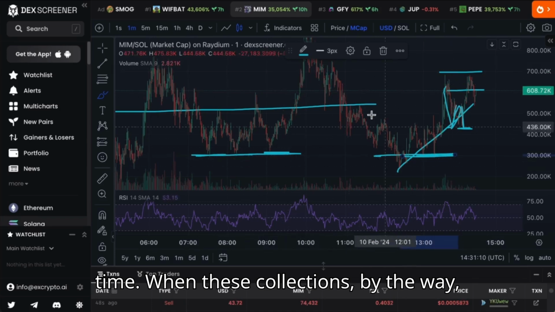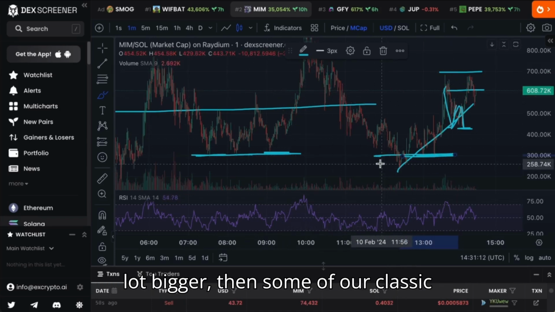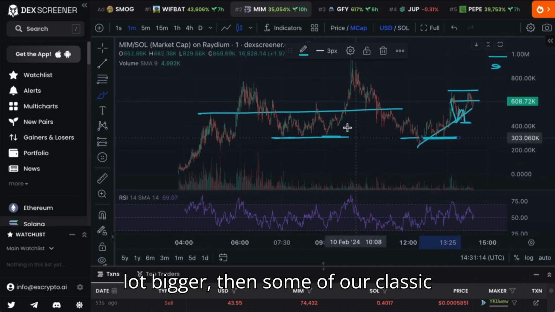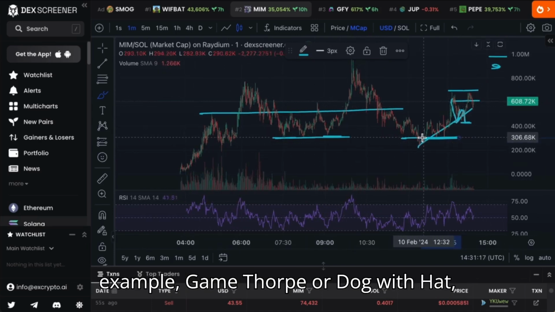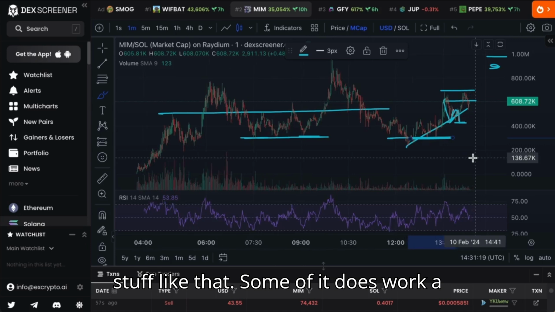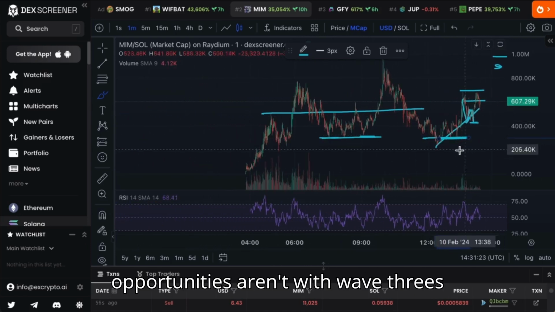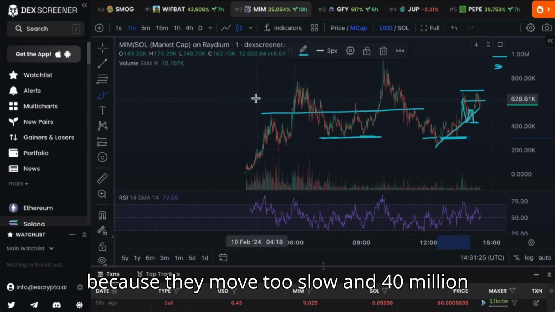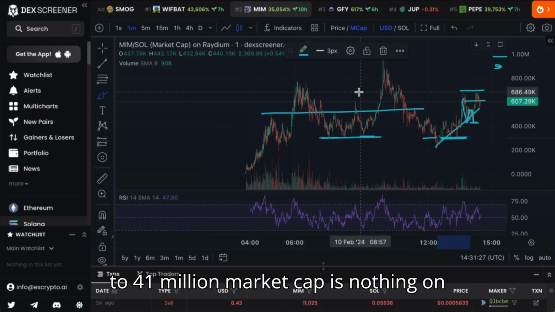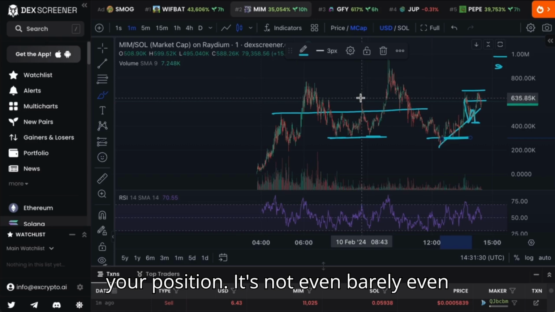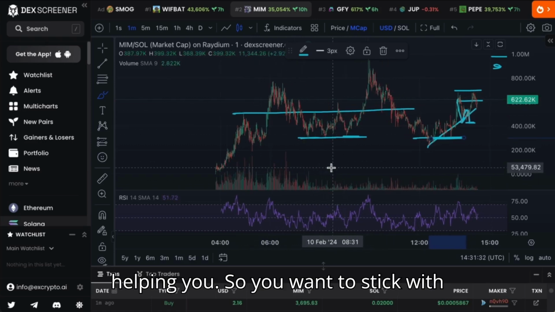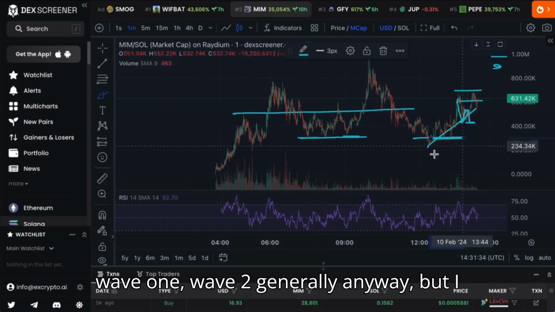When these collections, by the way, get into wave 3 and they get a lot bigger, then some of our classic technical analysis does work. For example, GameStop or Dog with Hat, stuff like that. Some of it does work a little bit better, but the best opportunities aren't with wave 3s because they move too slow, and 40 million to 41 million market cap is nothing on your position. It's not even barely helping you. So you want to stick with wave 1, wave 2 generally anyway. But I hope this helps.